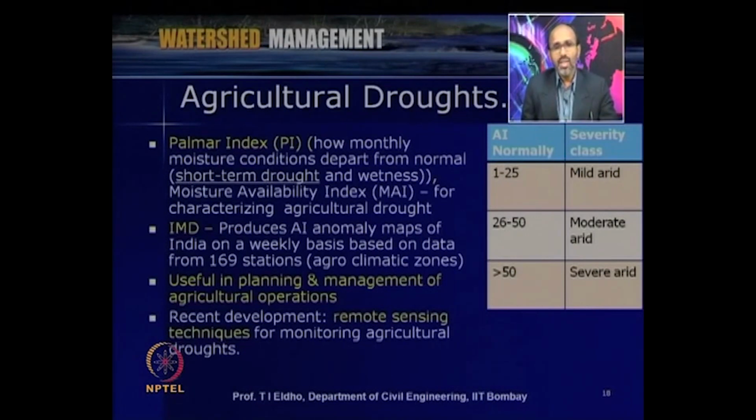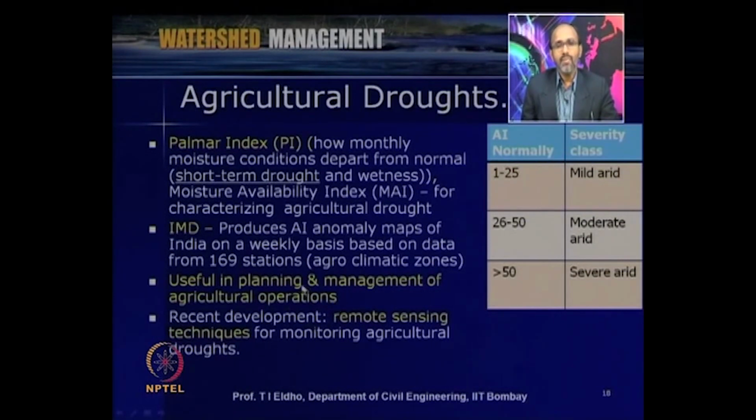Say, for example, the Indian Meteorological Department, IMD, produces aridity index anomaly maps of India on a weekly basis based on data from 169 stations spread over the country. These stations are in various agroclimatic zones, and this aridity index will give an indication of how the crops will be affected, whether the crops are water stressed, and whether corresponding agricultural drought possibilities are there or not. So, that way the aridity index is useful in planning and management of agricultural operations.